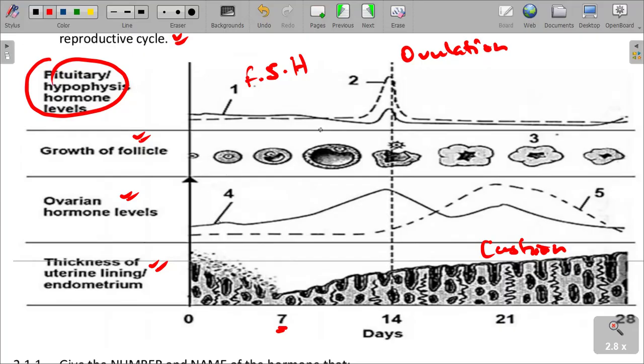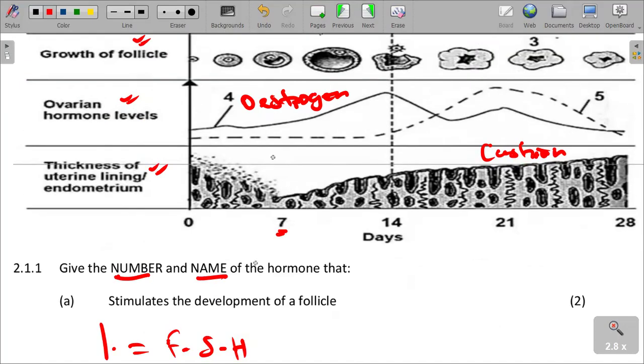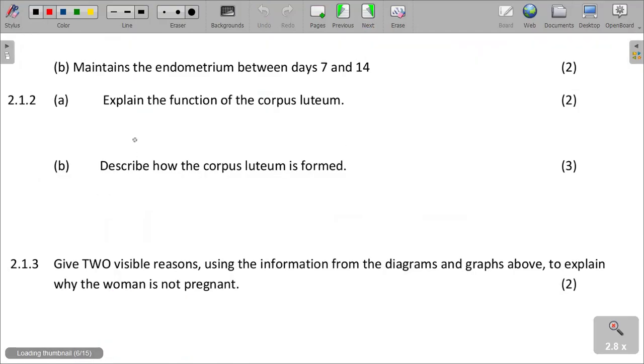So when it is high, it is there while follicles are developing, and we also have an increase in the secretion of what? Of estrogen. Estrogen secretion increases as the follicles develop. So it is 4, it is from the ovaries, and it is high from day 7 to 14. It is 4, and you know that it is estrogen.